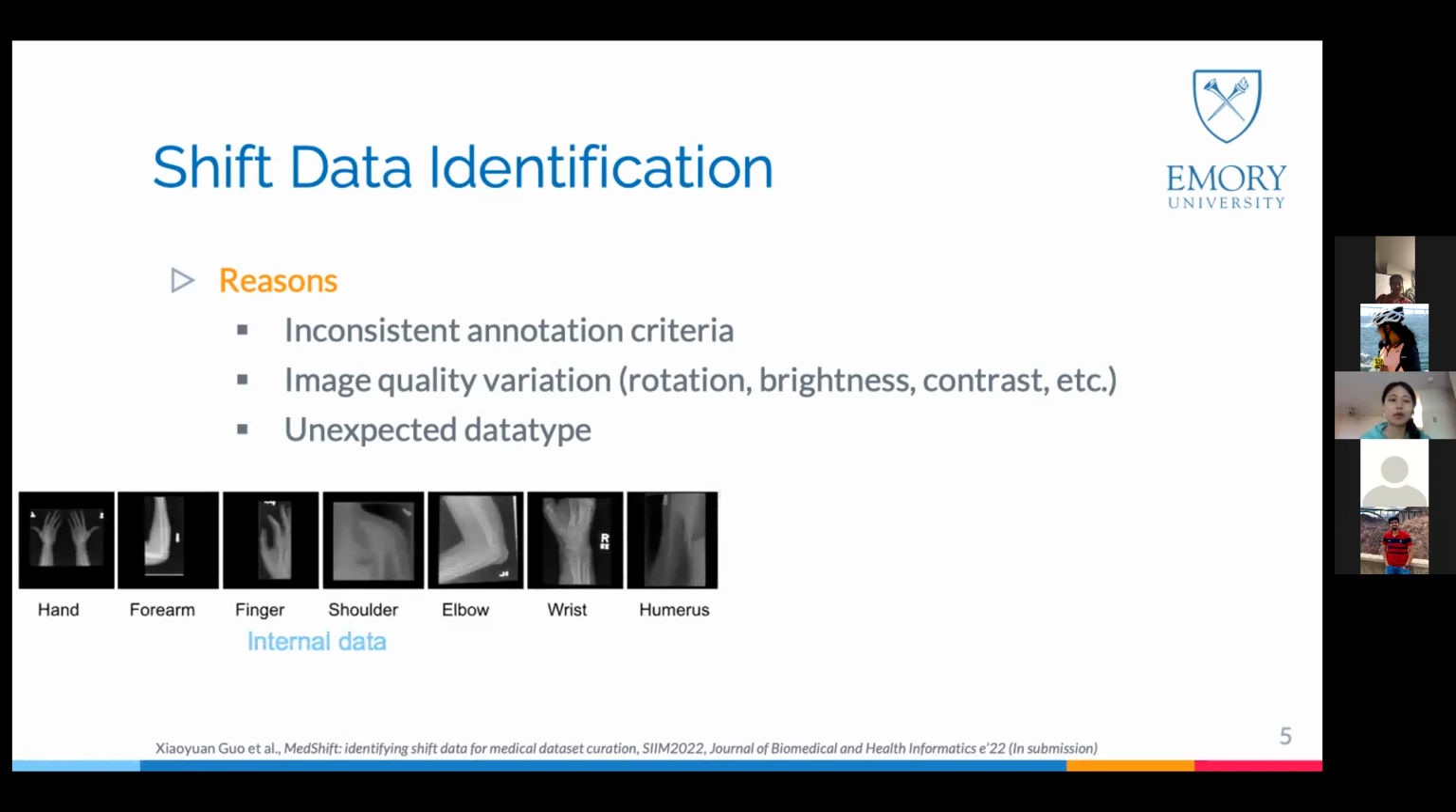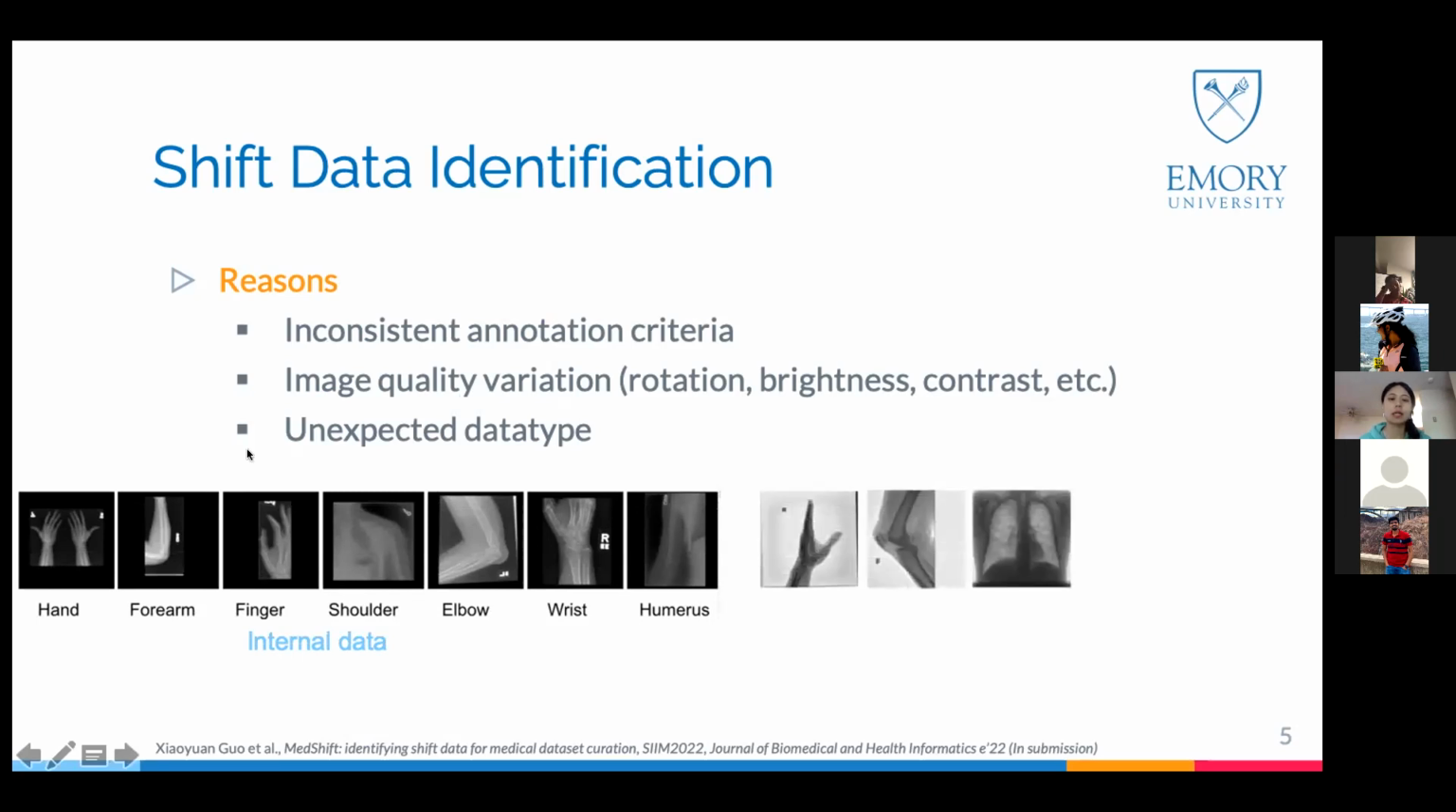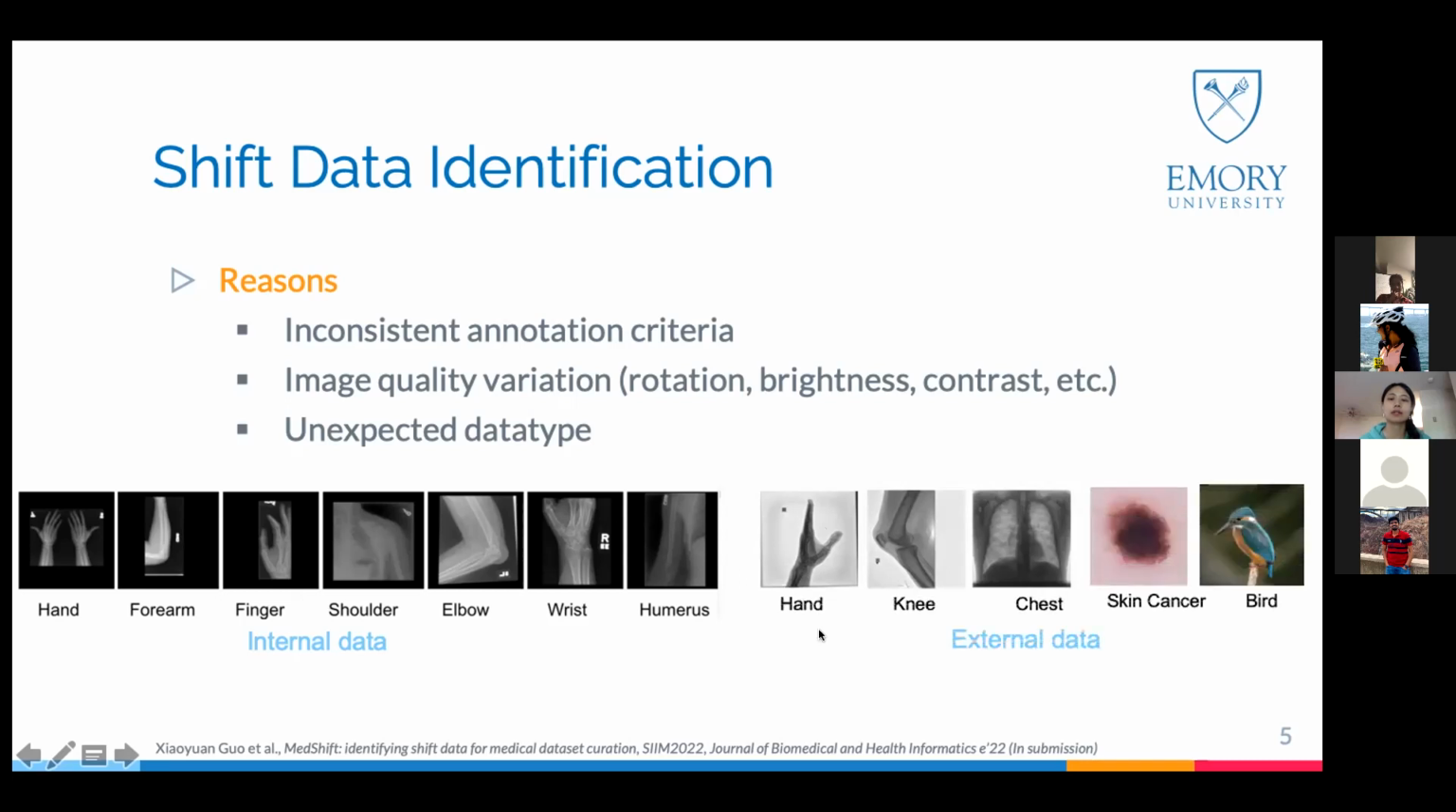And here are some examples. For example, we have these 7 classes as our internal dataset, and the samples look like this. In some other places, we may have data that looks like this. This is also hand data, but these hand images are very different regarding the intensity and also the contrast. We may also have some other X-ray images like knee and chest images, but the chest X-ray is totally unseen in the internal dataset.